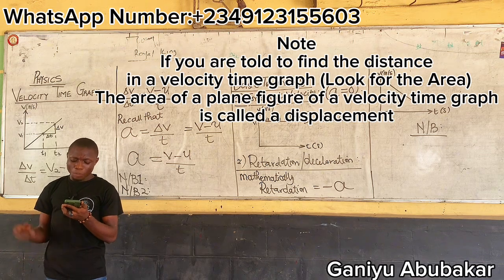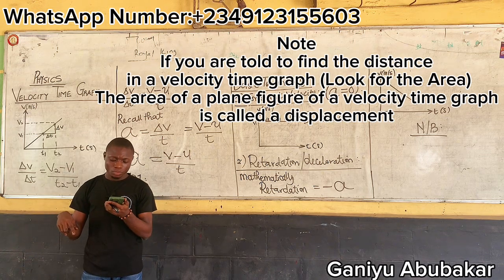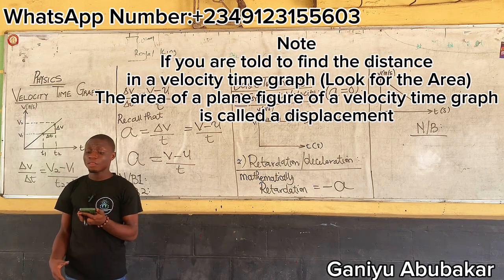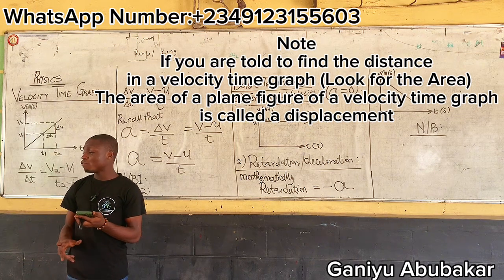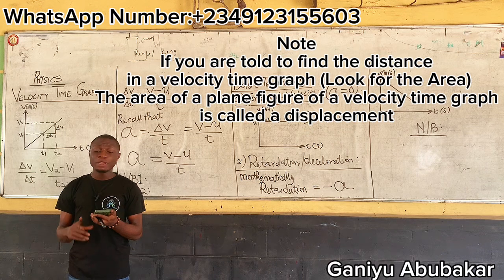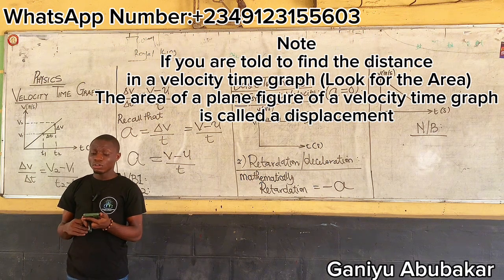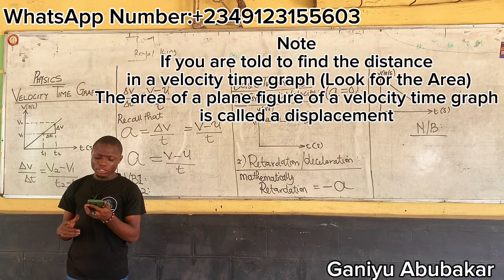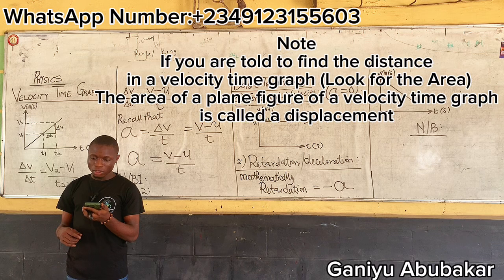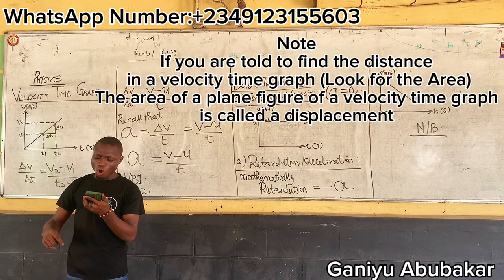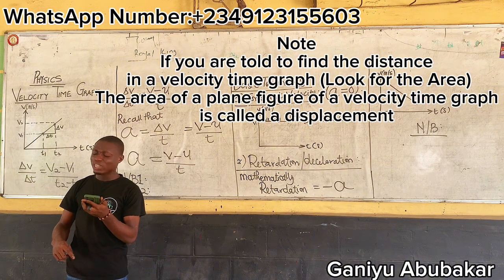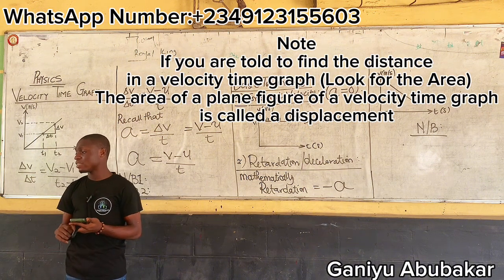open a bracket, look for the area of the plane figure, close a bracket, comma, the area of a plane figure of a velocity time graph is called the displacement or distance.